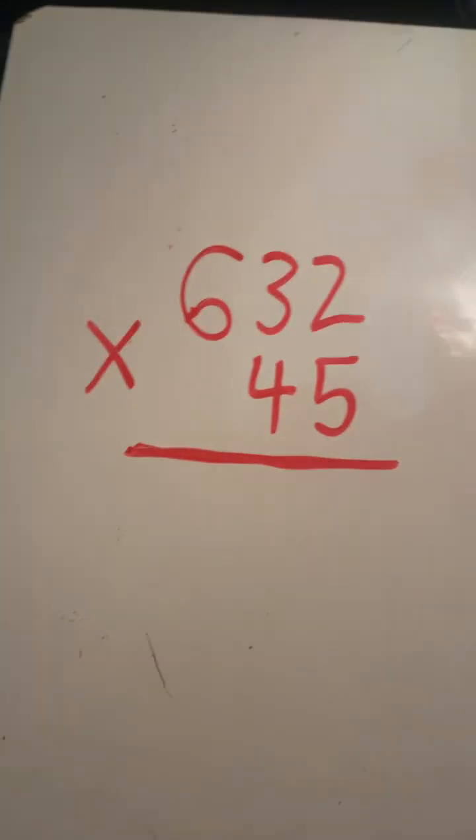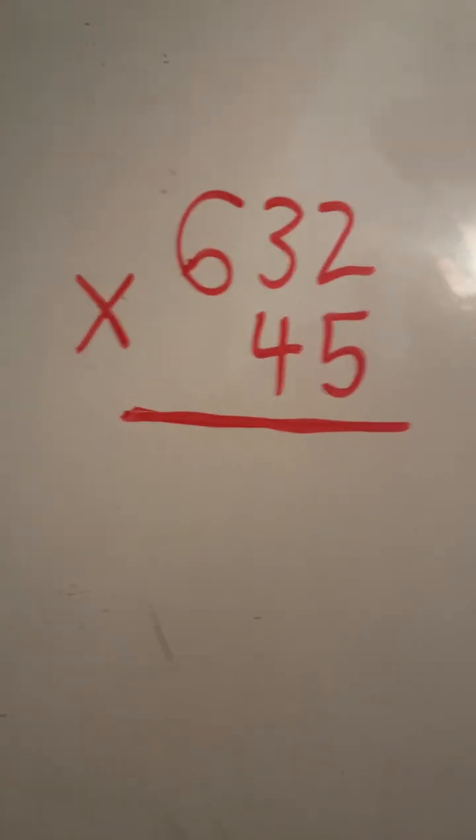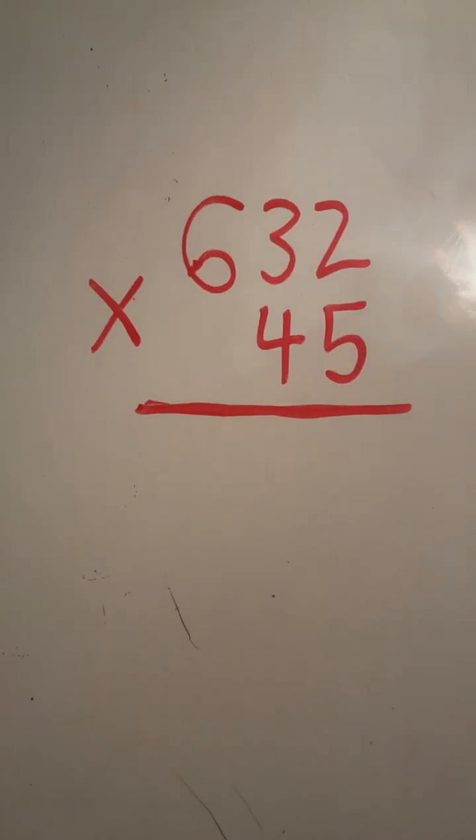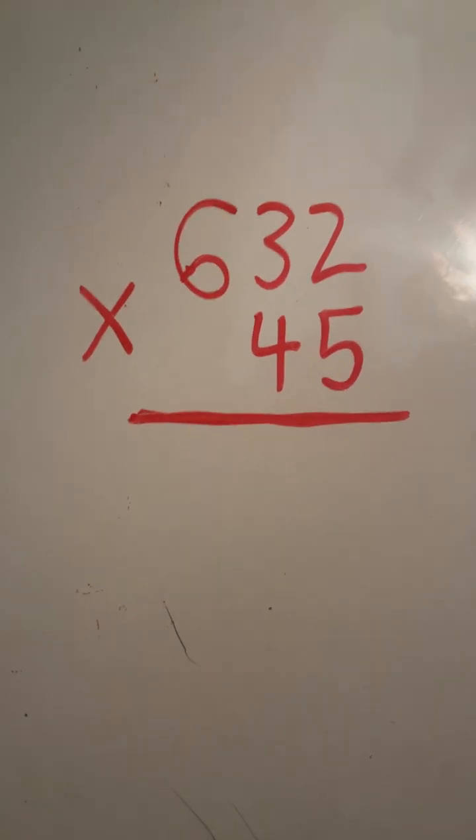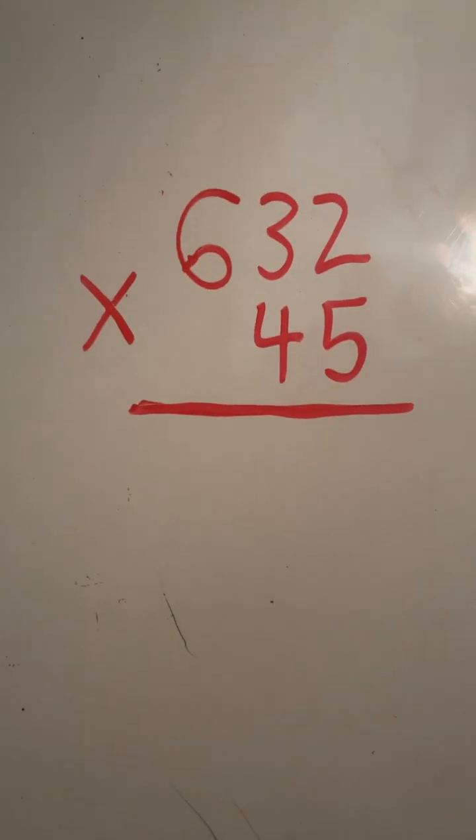So this video is going to focus on 3-digit by 2-digit multiplication. Our model problem is 632 times 45. I'm going to go through step by step how to solve that problem.